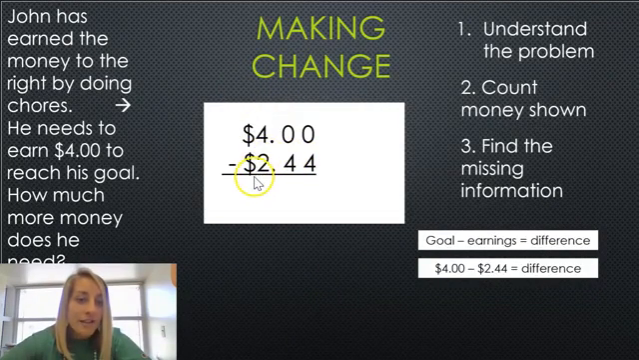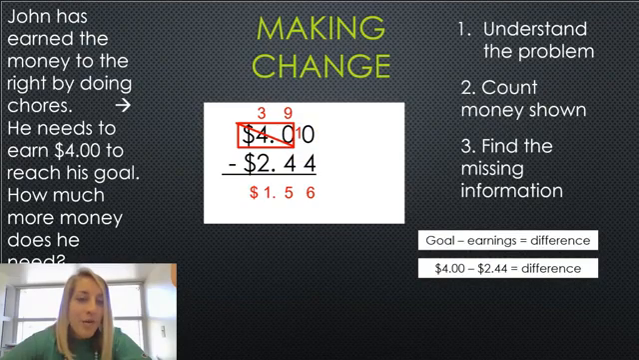You can also use subtraction. $4 minus $2.44. 0 minus 4, I can't do. So I go next door, box it up, regroup that to make it 39, and put the regrouped one over in my ones place. 10 minus 4 equals 6. 9 minus 4 equals 5. 3 minus 2 equals 1. $1.56, just like I got when I counted up. So either way works.